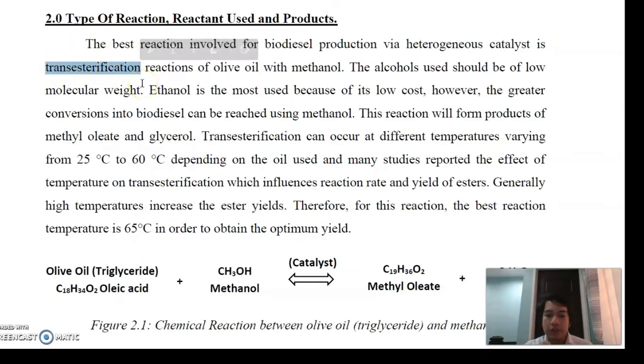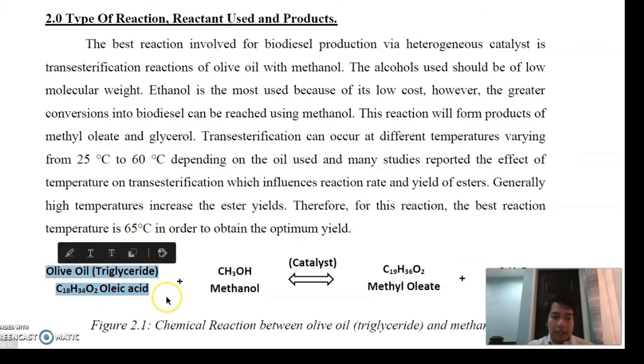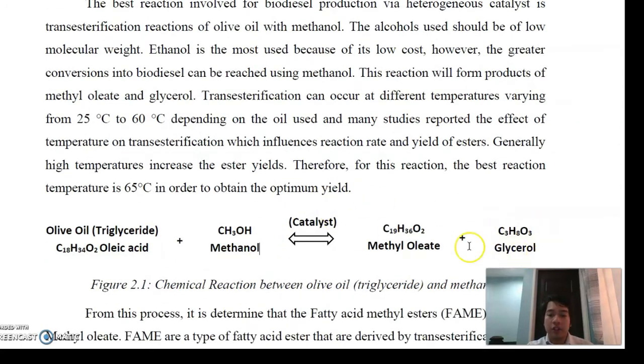This reaction involves two different kinds of reactants, which are an ester and an alcohol. The ester in this case is the olive oil, the oleic acid, and the alcohol is the methanol. When you react these two together, it will create methyl oleate and glycerol.